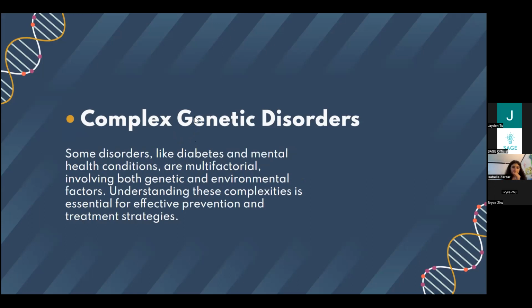genetic disorders. Some disorders like diabetes and mental health conditions include a lot of factors involving both genetic and environmental factors. So this is exactly what I talked about with Parkinson's disease. Understanding this interaction between the environment and genetics is really important for trying to find a cure, prevention, and other treatment strategies.